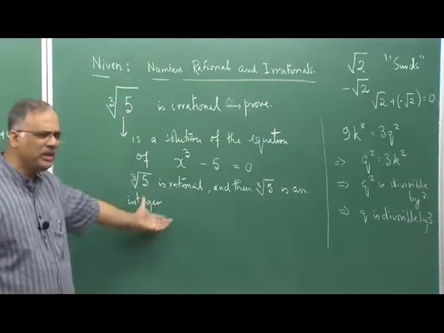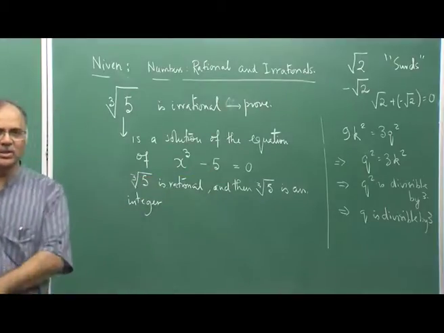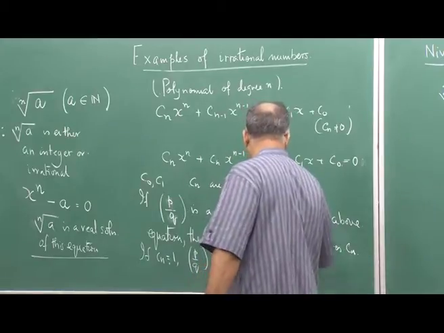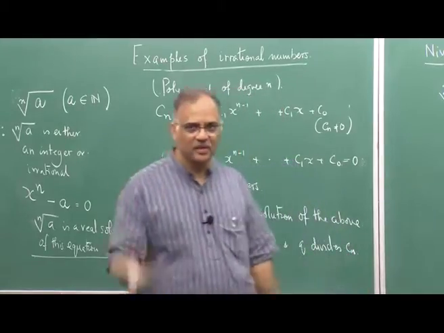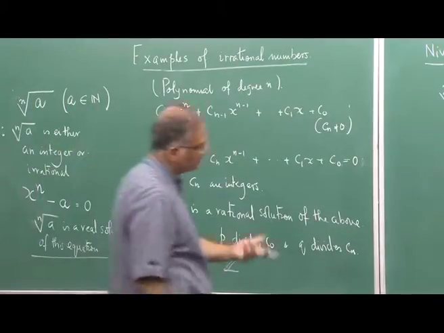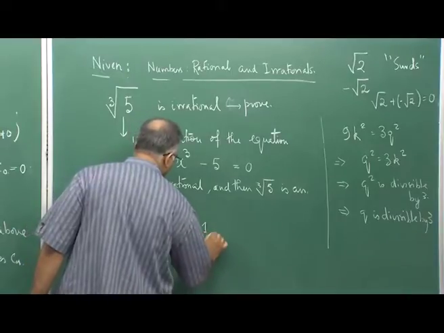Then what could be the integers? That integer should divide C0, which is 5, because P is dividing C0 and Q is dividing Cn. See how beautiful mathematics is. And then the only chances here are 5, minus 5, 1 and minus 1.